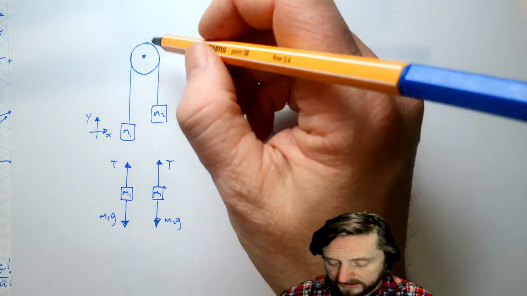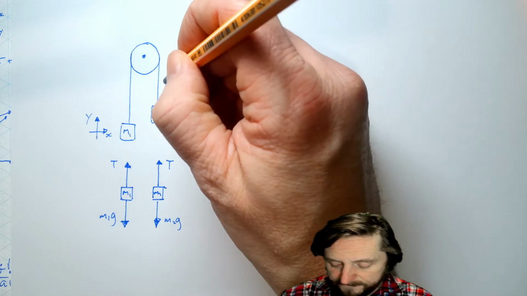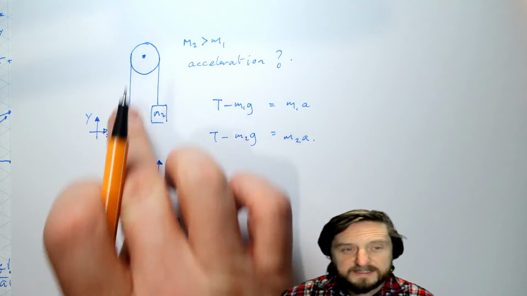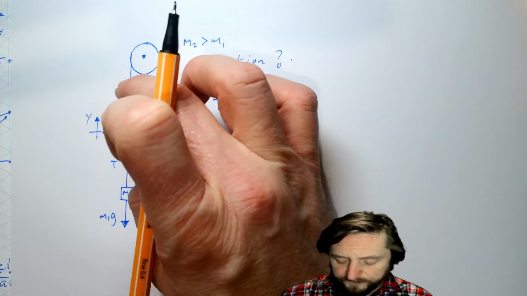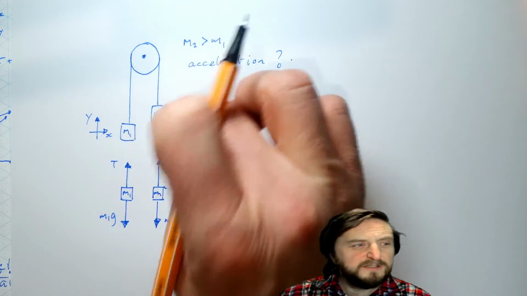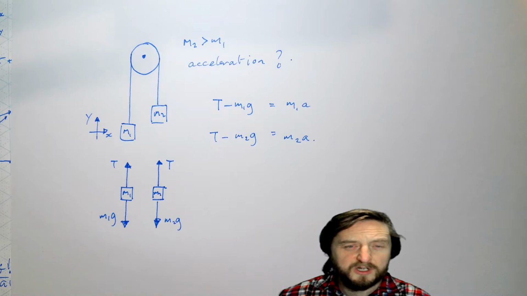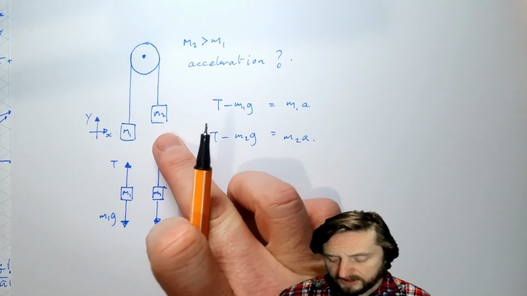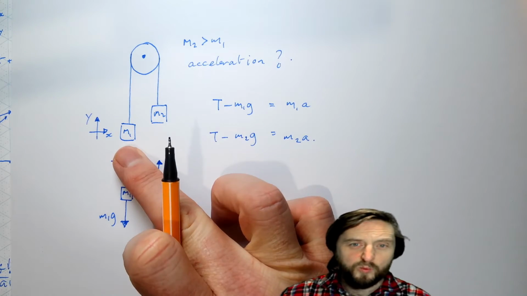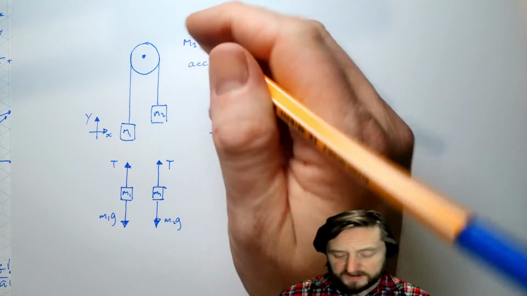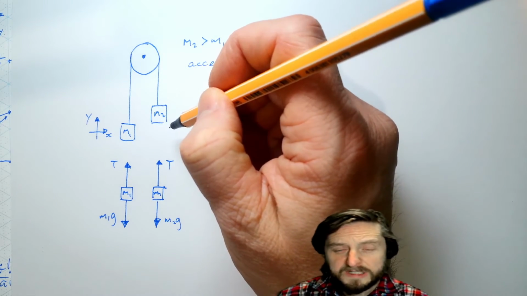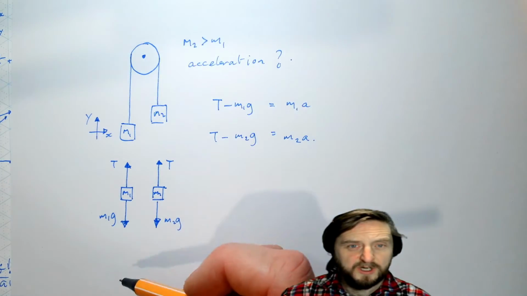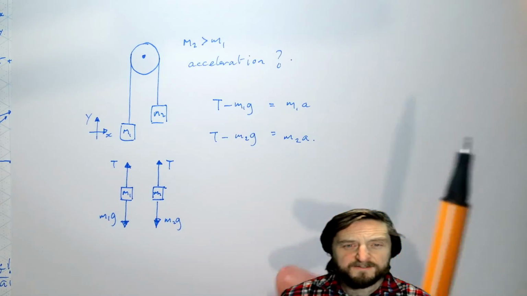It means that as one is moving up and one is moving down, they must be going at the same velocity at all times. Imagine they weren't going at the same velocity. Imagine 2 was going faster than 1. If 2 was going faster than 1, then it would be going down more meters in a second than this one went up, which would mean the string would have to get longer.